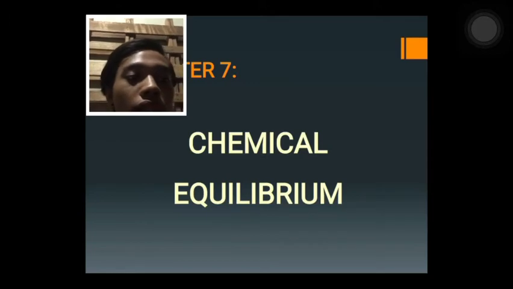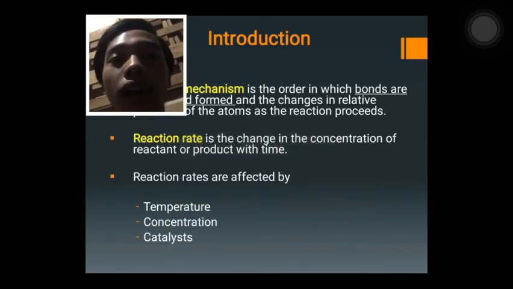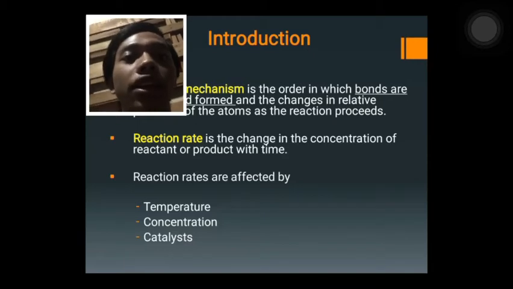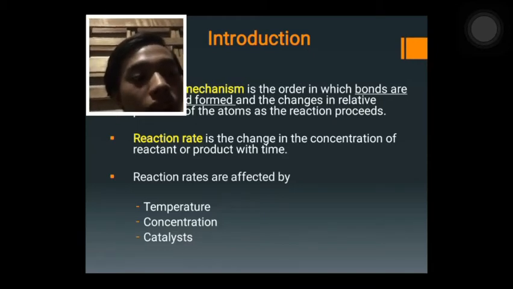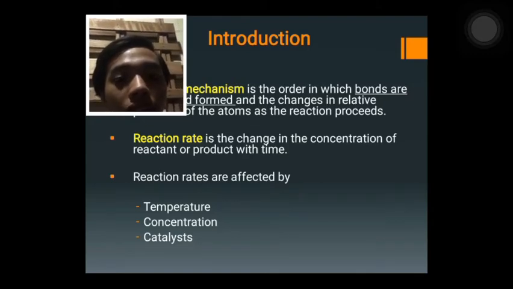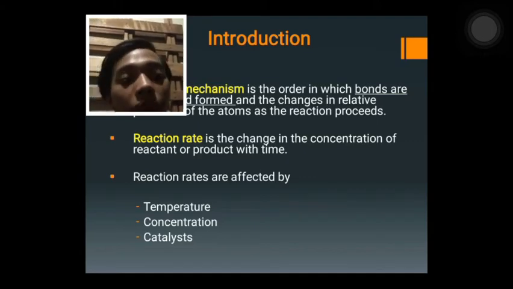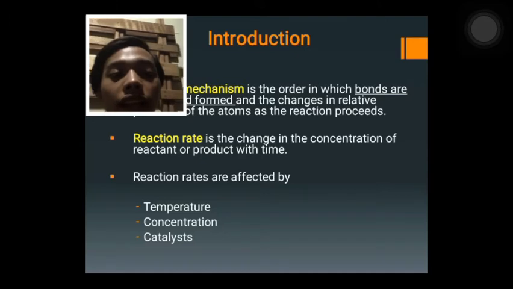So, the reaction mechanism is the order in which bonds are broken and formed, and the change in relative position of the atoms as the reaction proceeds. Reaction rate is the change in the concentration of reactant or product with time. Reaction rate is affected by temperature, concentration and catalyst.